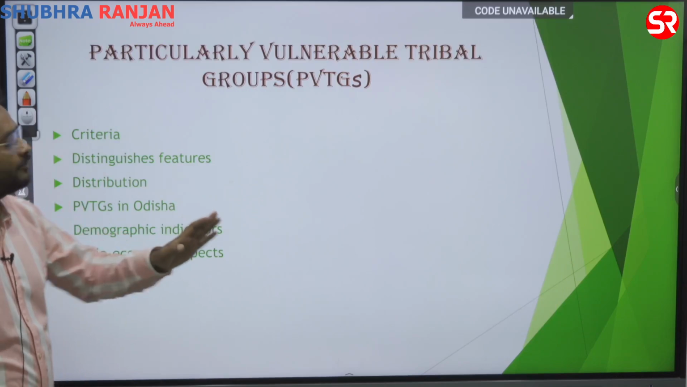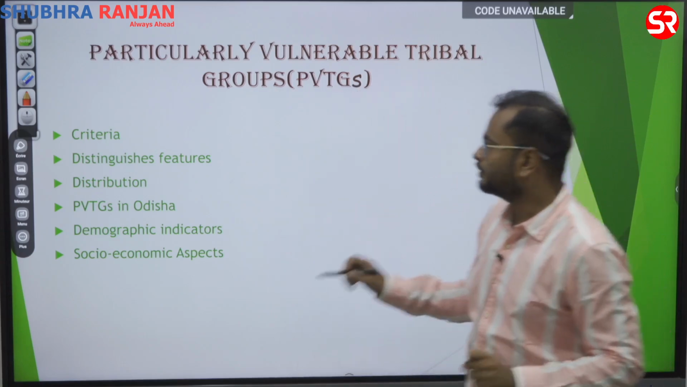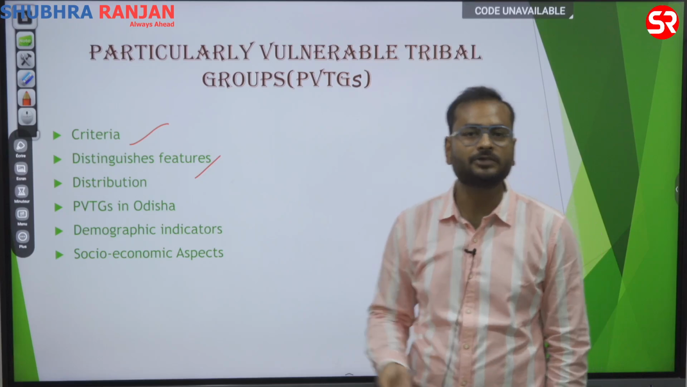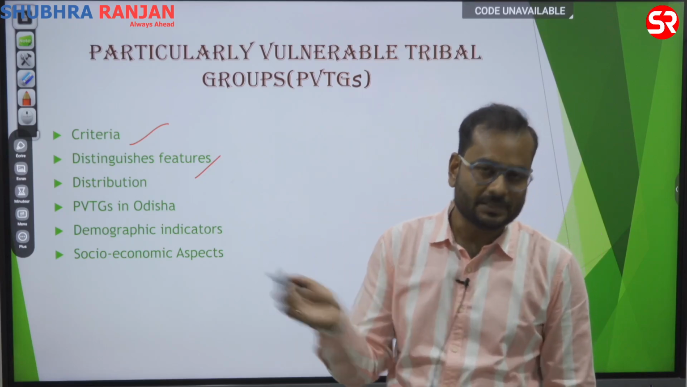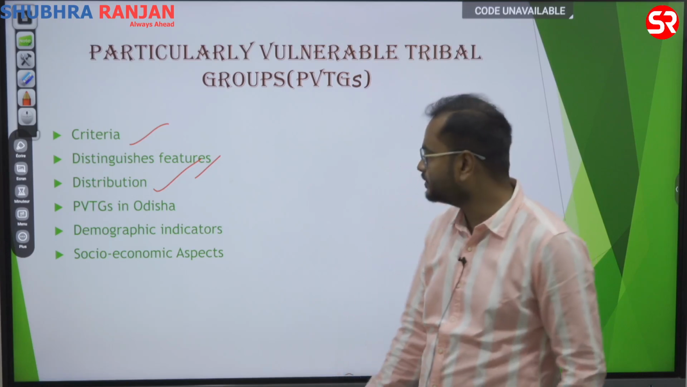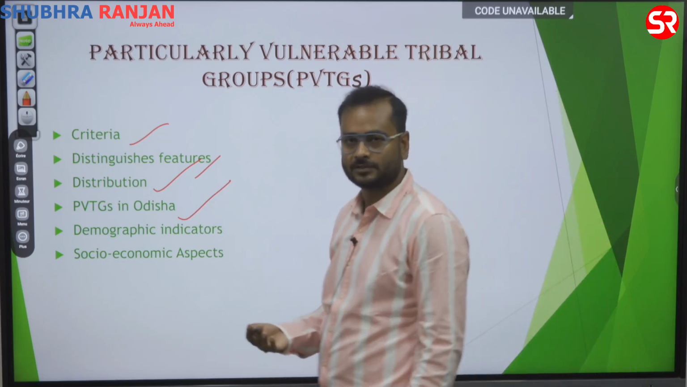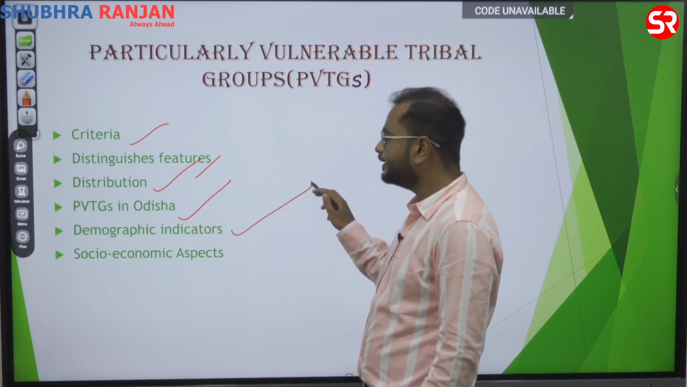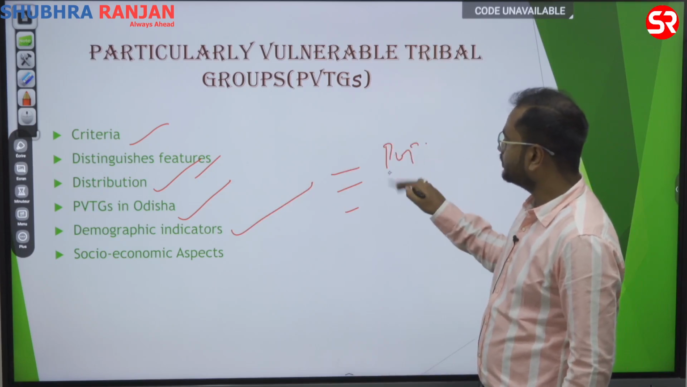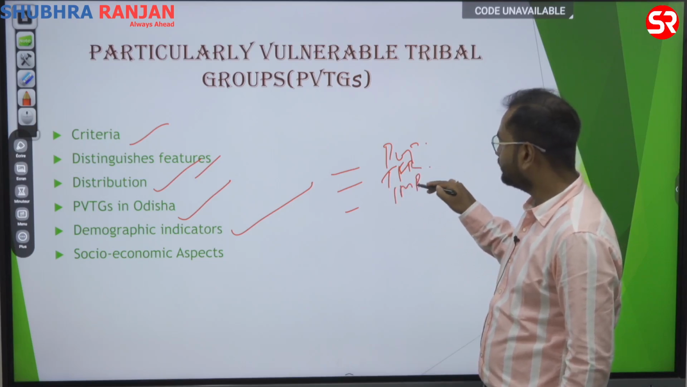Now, the next topic we will be dealing with is PVTGs. The first thing we will deal with is the criteria of PVTG, the distinguishing feature. That means how do we distinguish a certain tribe as PVTG, separate from a particular tribe. The third thing is the distribution of PVTGs, certainly in Odisha, because we are studying first the civil services of Odisha. The fourth thing is demographic indicators. What are a few demographic indicators? One is population. One is total fertility rate, isn't it? One is infant mortality rate.